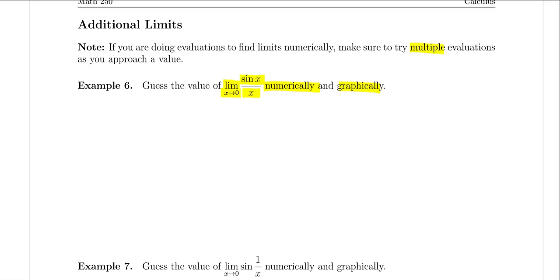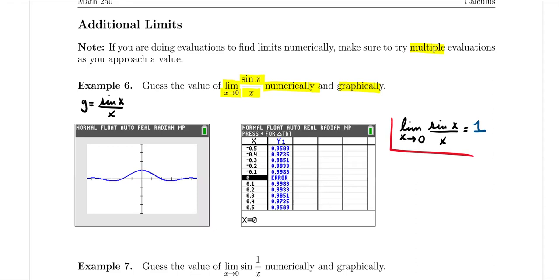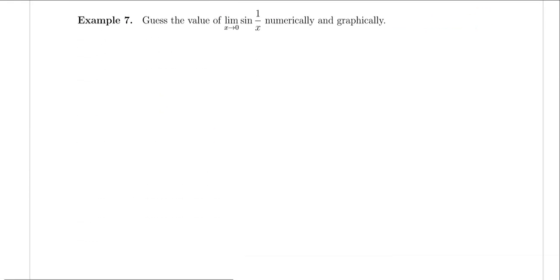Alrighty, now I'm just going to go ahead and copy and paste the table here so it's on the notes, and copy and paste the graph as well. There we go. Here's the function, the sin of x over x, and as we saw, the limit of sin of x over x as x approaches 0 is indeed 1.